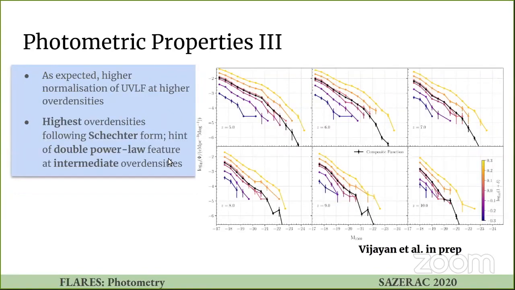And we also show the environmental dependence of the luminosity function. So here I plotted the UV luminosity function as a function of the overdensity of different regions. As you can see, the normalization is higher for higher overdensity, which is expected. We also see that the highest overdensities tend to follow a Schechter form with a hint of double power law features at some of the intermediate overdensities. And in black, you have the composite function, which is being probed by some of the mean density regions. So it is a really good match to mean density volumes, our composite function.